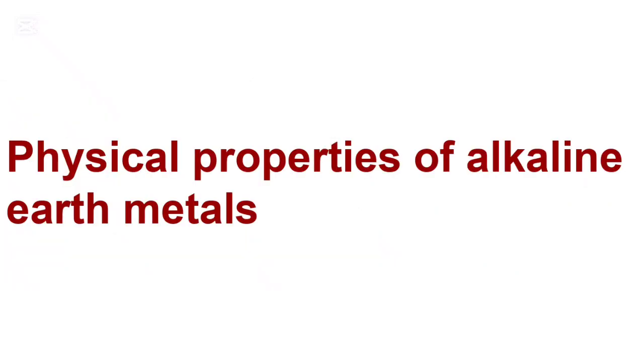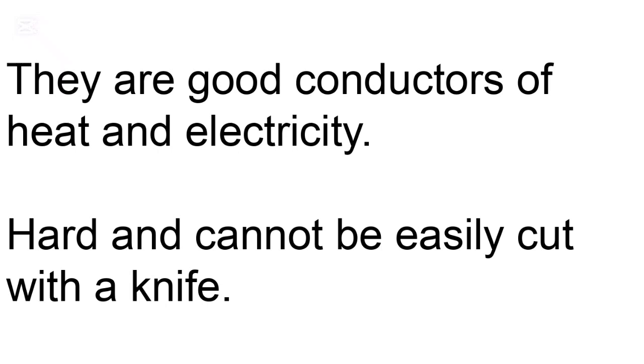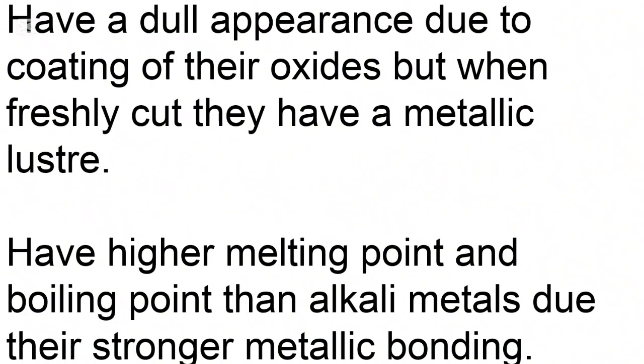Physical properties of alkaline earth metals. Some of the physical properties of alkaline earth metals are: they are good conductors of heat and electricity. They are hard and cannot be easily cut with a knife. They have a dull appearance due to the coating of their oxides, but when freshly cut, they have a metallic luster.